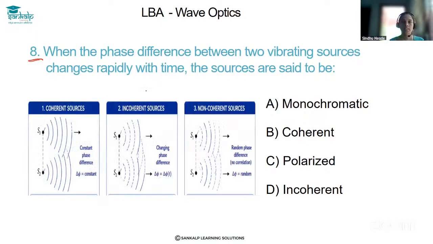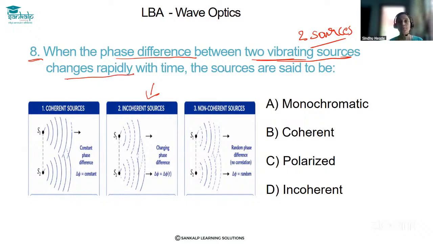Just look at this image. Here the question is related to phase difference. When the phase difference between two vibrating sources, here we consider two sources, changes rapidly, it means the phase difference is not constant here. Changes means not constant. So that type of sources are said to be what?